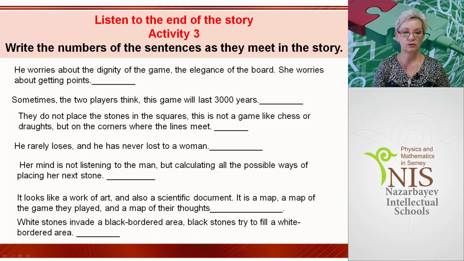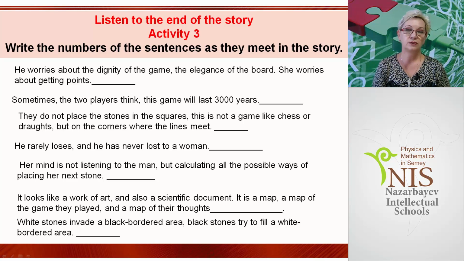He rarely loses, and he has never lost to a woman. Her mind is not listening to the man, but calculating all the possible ways of placing her next stone. It looks like a work of art and also a scientific document. It is a map of the game they played and a map of their thoughts. White stones invade a black-bordered area. Black stones try to fill a white-bordered area.